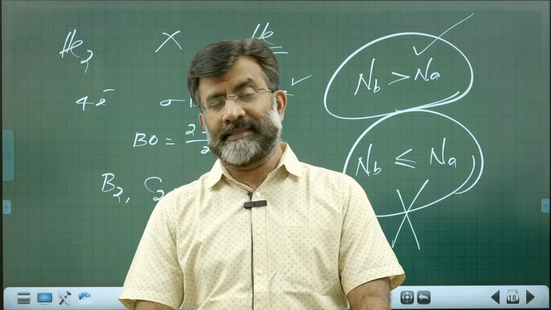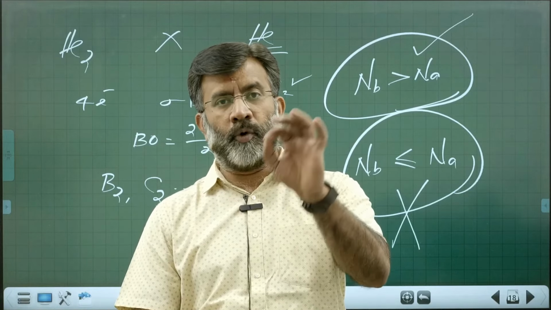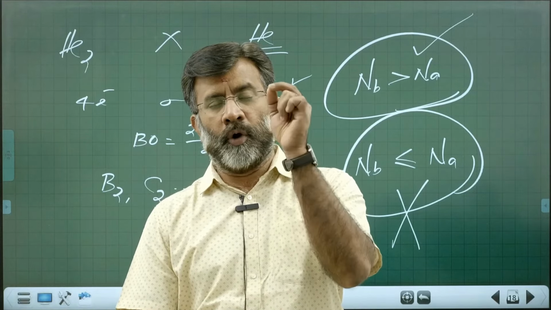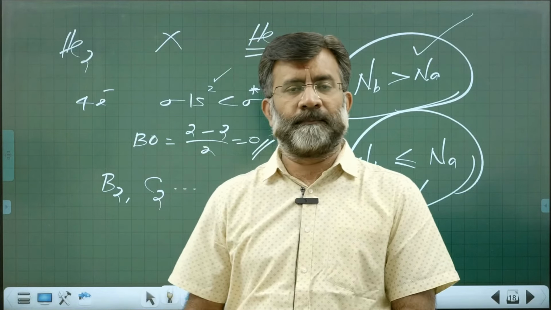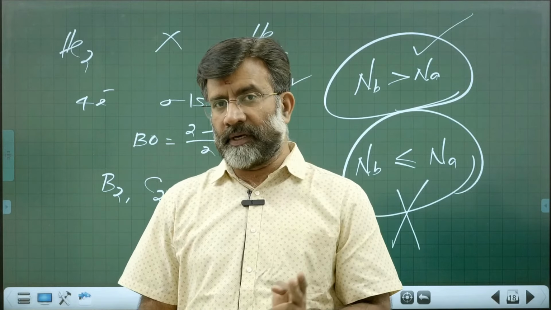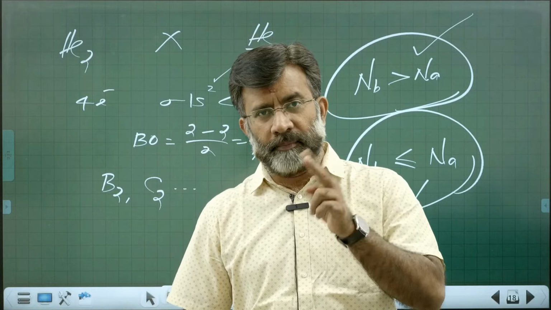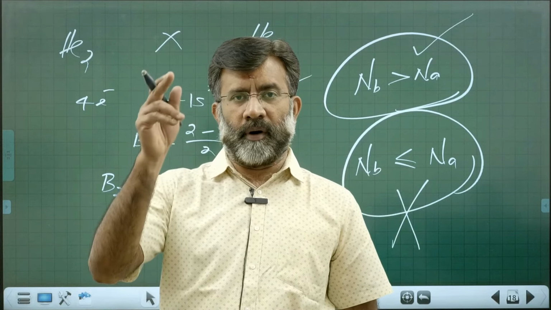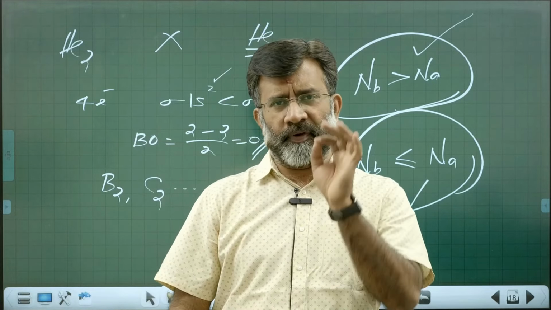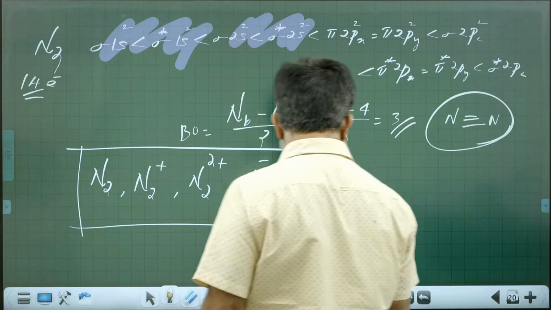You can easily keep it in mind. If an electron is added to a bonding molecular orbital, the bond order will increase, stability will increase. If an electron is added to an anti-bonding molecular orbital, bond order will decrease, stability will decrease. That's a very important point you can understand. You can keep it in mind.